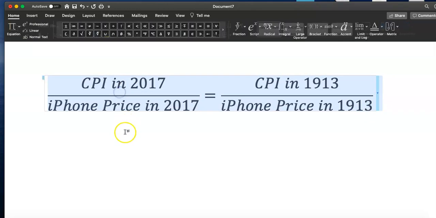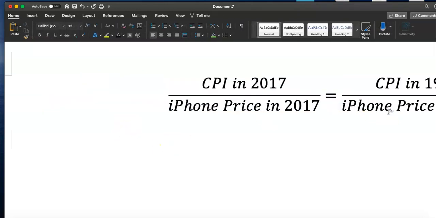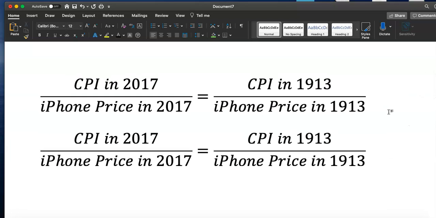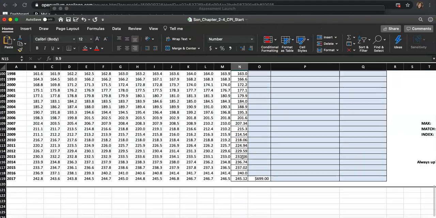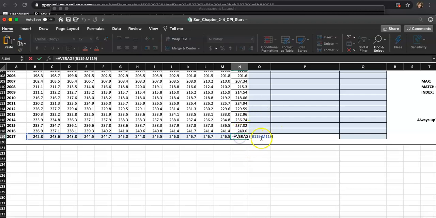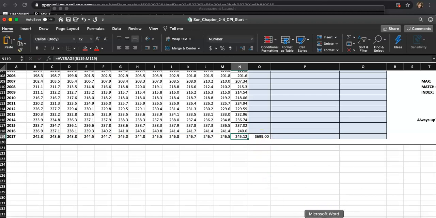I'm gonna go ahead and do some math. I'll figure it out first just by cross multiplying and then I will go ahead and actually write a formula. Now CPI in 2017 is what? Let me go back and see. CPI in 2017 is 245.12.